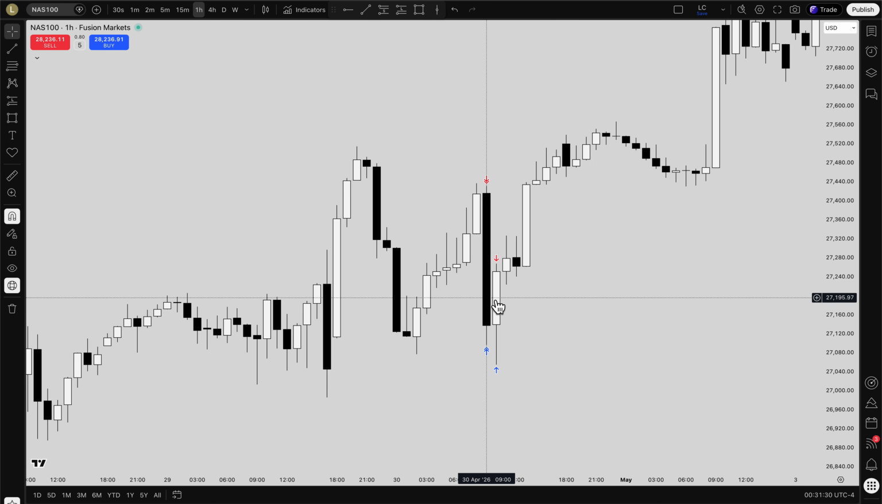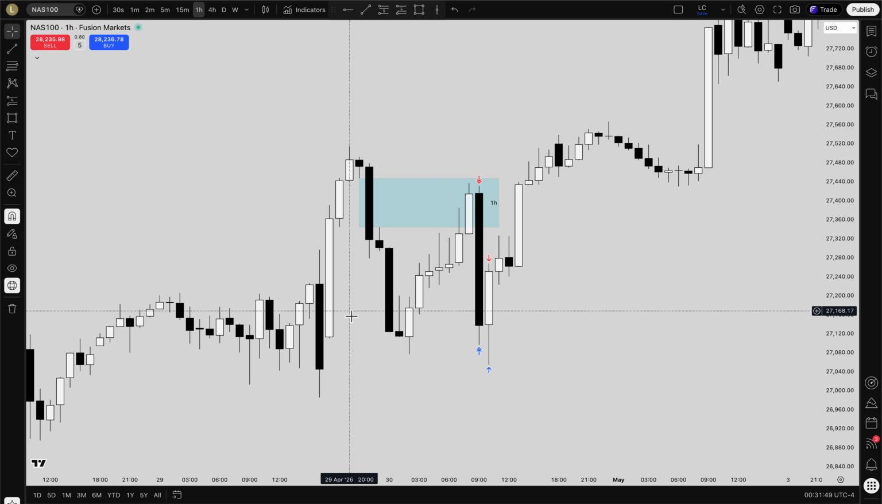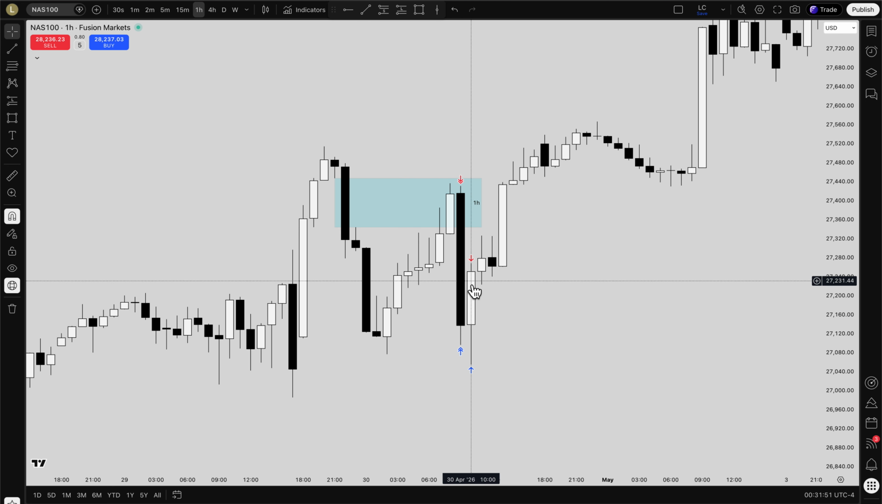So first of all, I use fair value gaps to determine my high time frame bias. We can see on the 1 hour chart, on the 29th of April at 10 p.m., price put in a bearish 1 hour fair value gap here, right? Nothing too fancy, really simple. We can see also just before the 9:30 a.m.